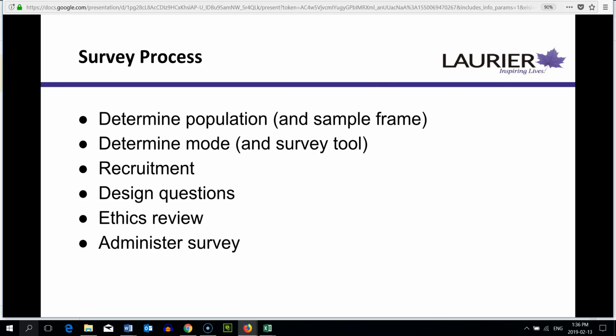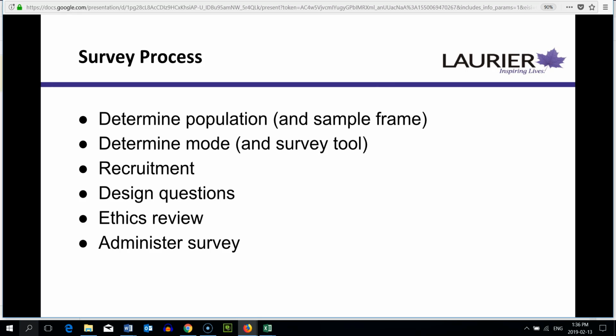And this leads into question design. Can you design questions that ensure people complete the survey? And then you want accuracy as well. You want questions that are going to elicit accurate responses, questions people feel comfortable answering, and questions people can cognitively process a response to.